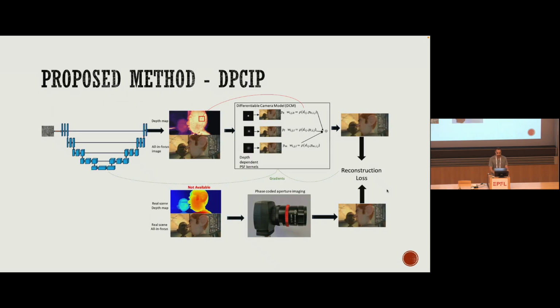So now with all the details, this is essentially DPCIP. We have the image generator, which is based on deep image prior. It's essentially a UNet with skip connections that takes noise as input and generates a pixel-level depth map and an all-in-focus image. Those intermediate outputs go to our differentiable forward process, which is the DCM, which mimics the imaging system and creates the phase-coded image at the end. Then, as I said, we can apply the reconstruction loss and propagate the gradients all the way to the generator. You can see that the generator is trying to achieve what we don't have, which is the real scene depth map and all-in-focus image, and our forward process is trying to mimic the phase-coded image.